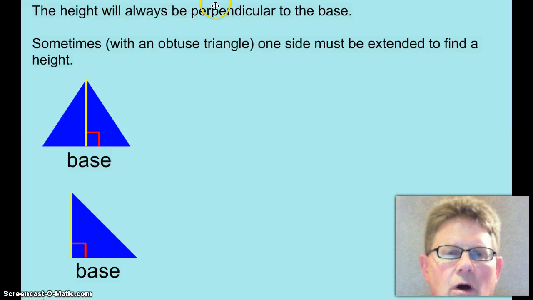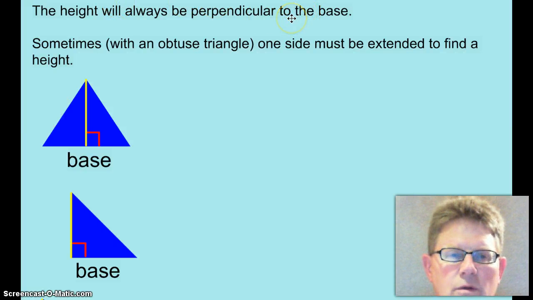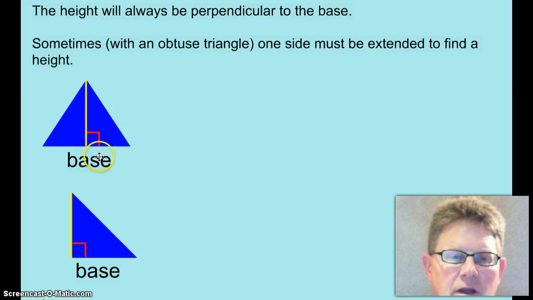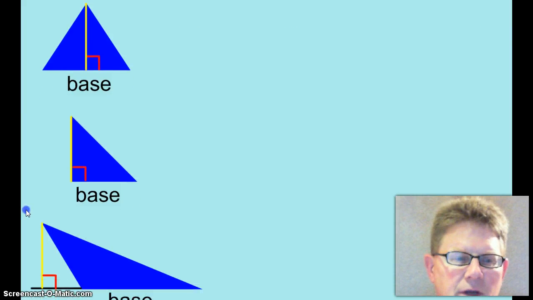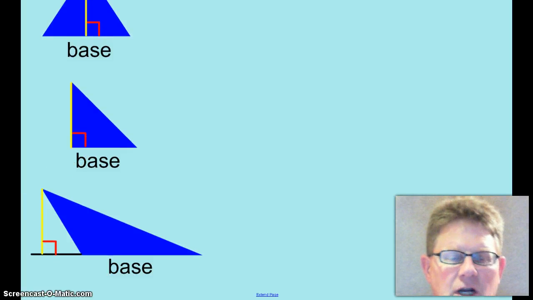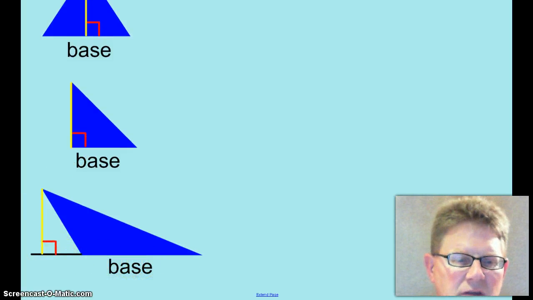The height will always be perpendicular to the base. Sometimes with an obtuse triangle, one side must extend to find the height. Base is here, height right down the middle on this triangle. That's an acute triangle. On a right triangle, the base and the height are going to be sides, both. And then on an obtuse triangle, you'll have to extend the base out to get a height perpendicular.